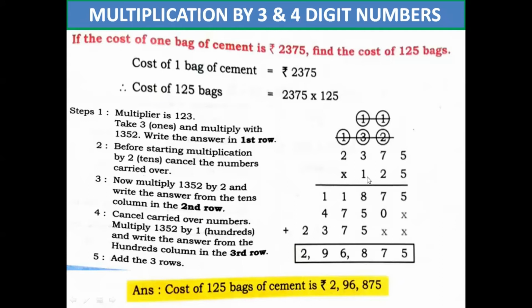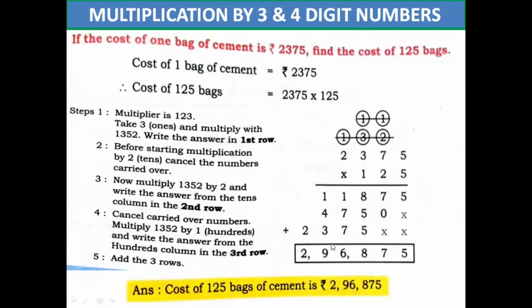Next one. This is in hundreds place. We have to write in answer. We have to start from the hundredth place. Okay. 1 five 5. 1 seven 7. 1 three 3. 1 two 2. Write the answer in the third.